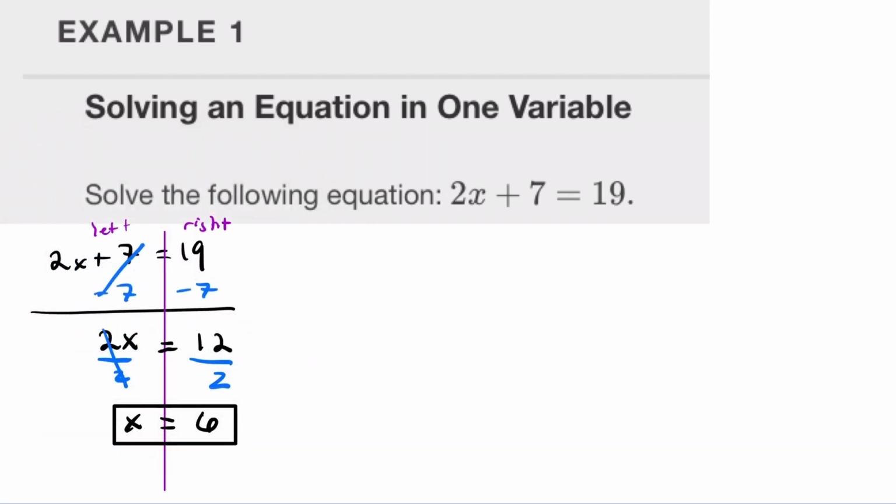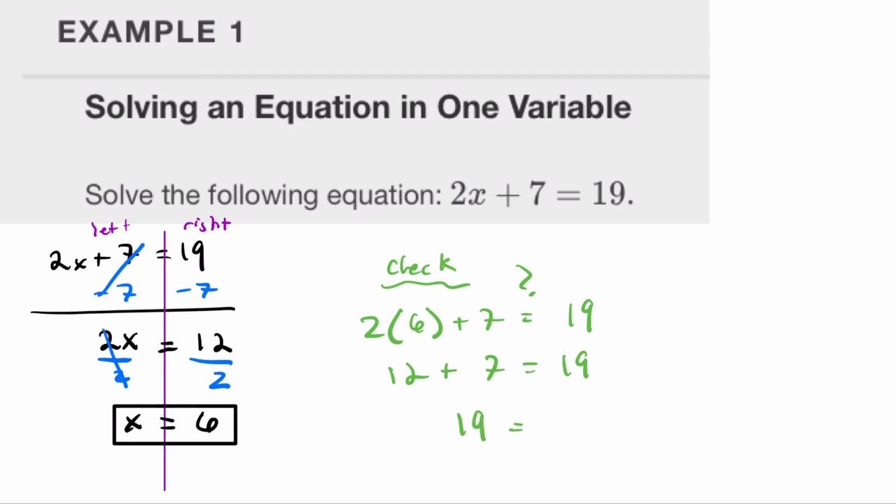Now, if we get this as an answer, whenever possible, you definitely want to check. So we ask ourselves, does this make sense in the context of the original? So let's just do a quick check. We're saying when x is 6, does the final result equal 19? 6 times 2 is 12. 12 and 7 is 19. So it checks out.